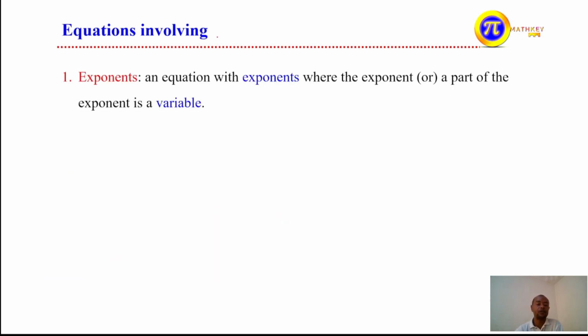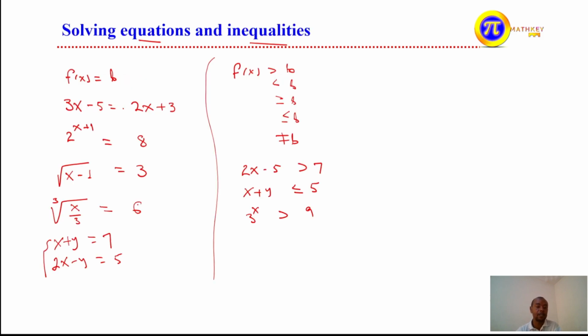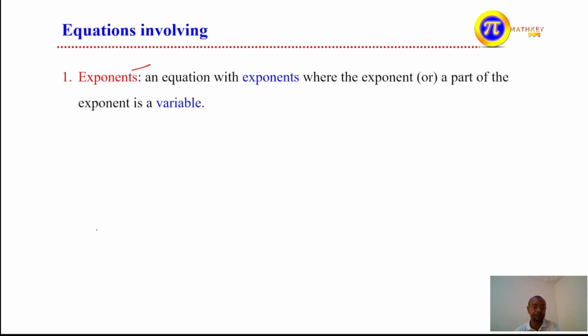Now let's come to the first one, equations involving exponents. As we said, here we have a linear equation. Here is the exponent. Here is the exponent. This is a radical. This one is a system of equations. So an equation may appear in any of these cases for our purpose: it may be a linear equation, exponential, radicals, or a system of equations.